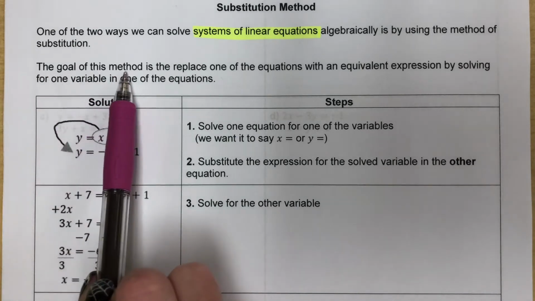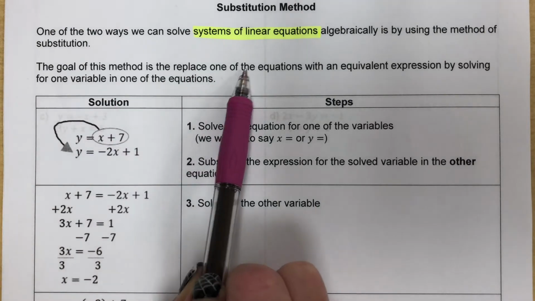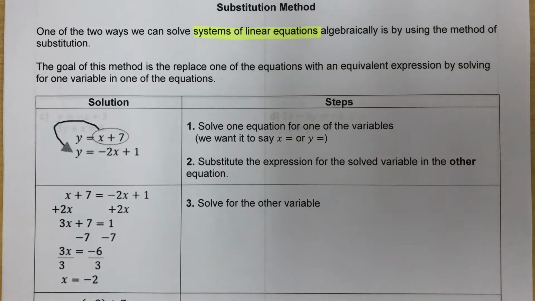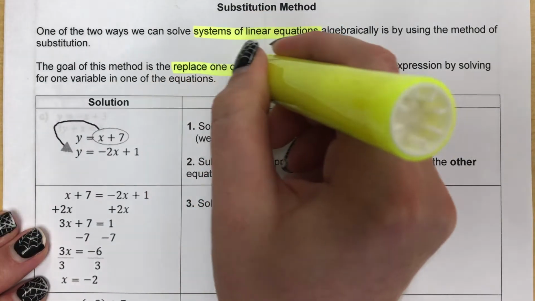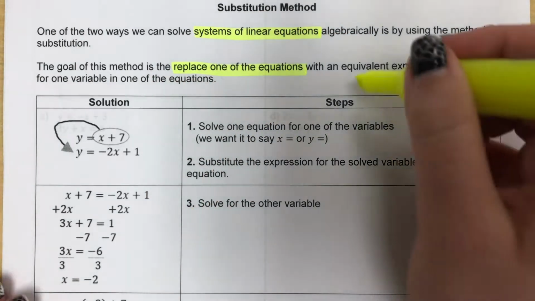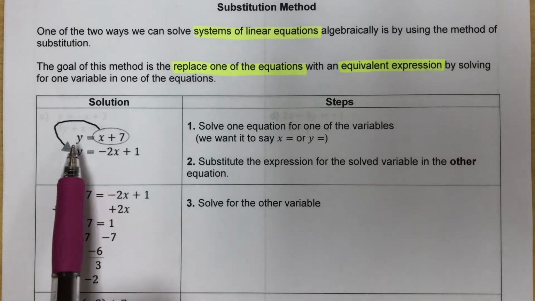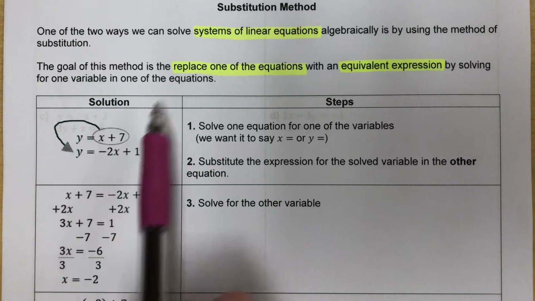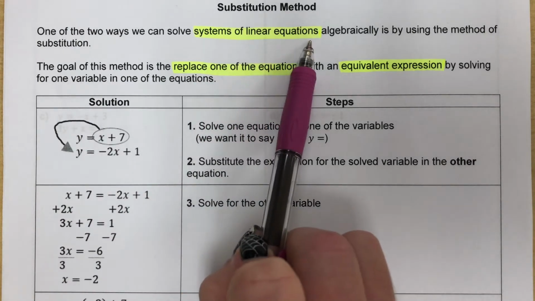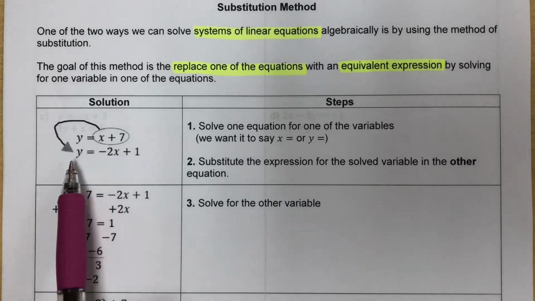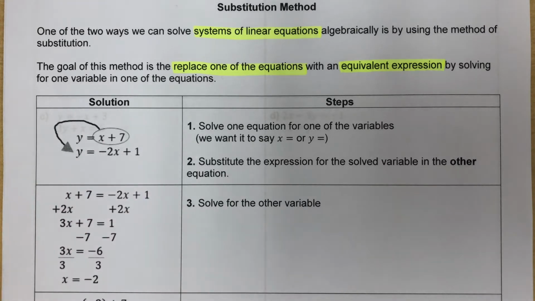The goal of this method is to replace one of the equations with an equivalent expression. I'm going to highlight that as well. So I want to replace one of the equations with an equivalent expression, and then I'm going to use that to solve for the missing variables. As we look here, we have two equations that would be a system of linear equations. The first equation is y equals x plus 7. The next equation is y equals negative 2x plus 1.